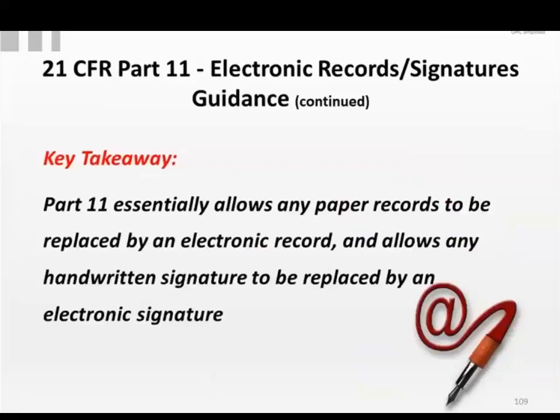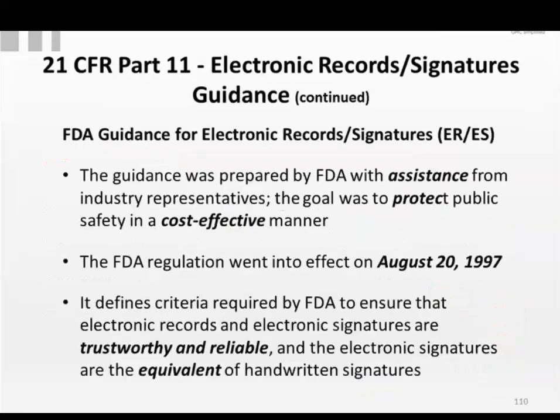So Part 11 allows you to consider paper to be replaced by electronic, or a handwritten signature to be replaced by an electronic signature, if you meet Part 11 compliance. Now, the guidance was issued in 1997, and I won't go through all the specifics of it, except that signatures have to be trustworthy and reliable. Electronic signatures have to be considered the equivalent of handwritten signatures, and you have to prove that through testing.